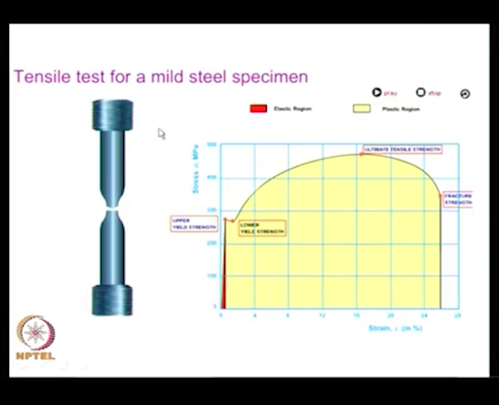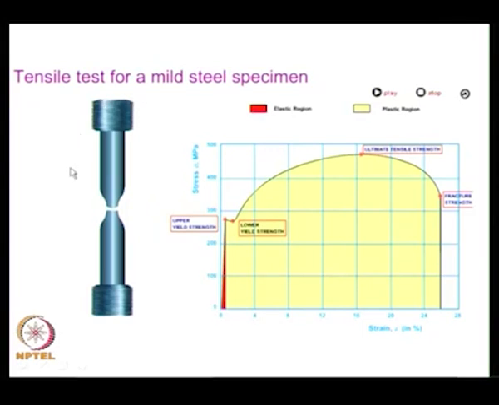And when you have actually looked at a broken specimen, you find there is a shear lip, and it is worthwhile to spend some time on understanding the shear lip. This is seen in a conventional tension test itself. We will have a look at it. Let us go back to the conventional tension test.